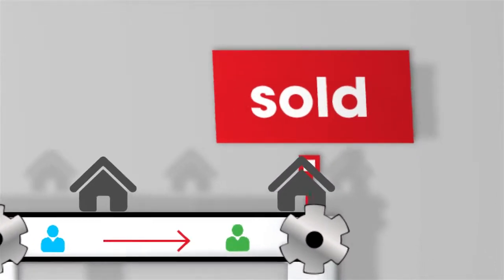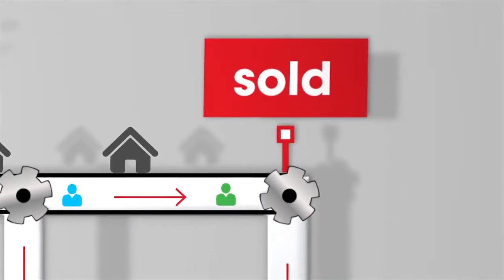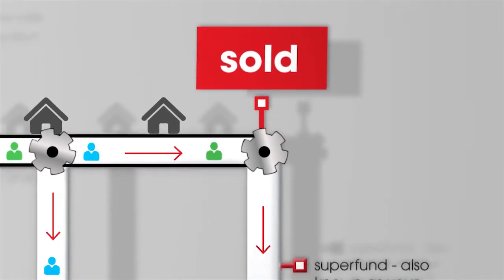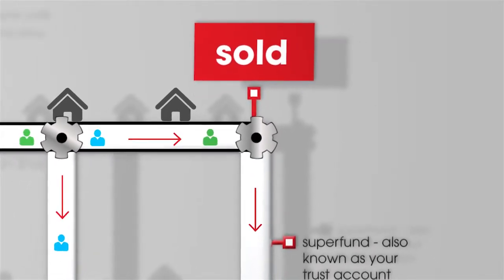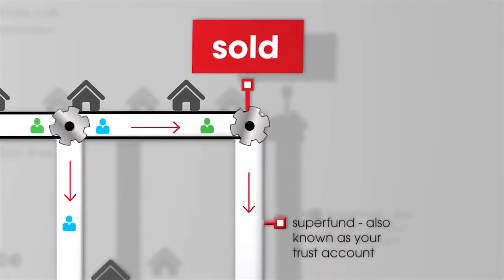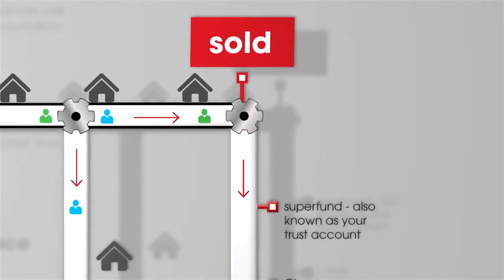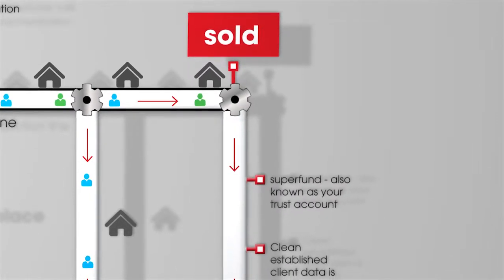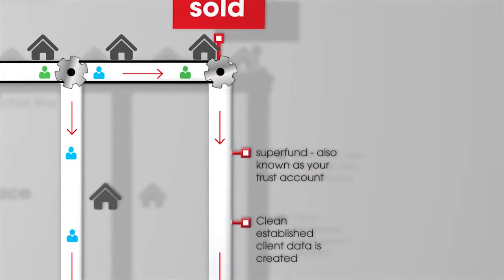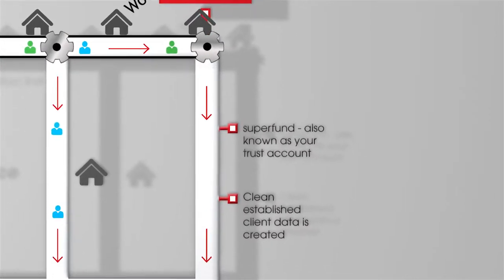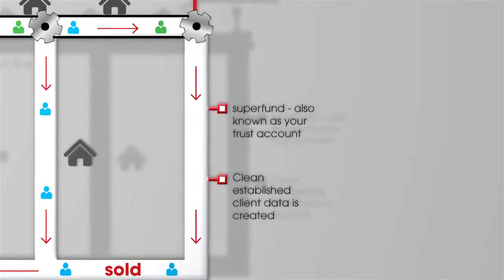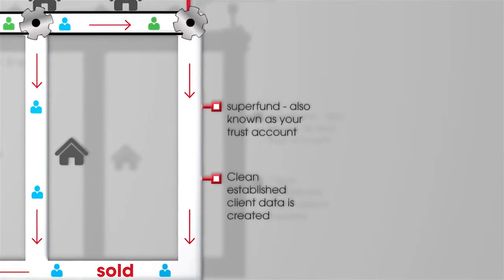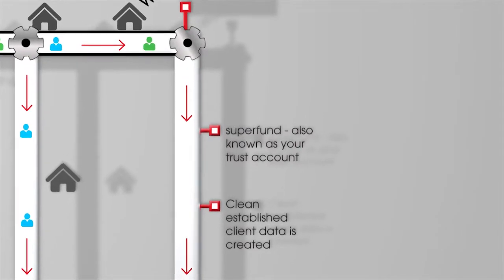Now, not every property sells, but with everything in line, the correct commitment from the owner and the agent, we will end up in our sold file. Below sold is what we call the super fund, which is technically known as the trust account. The trust account of a real estate business is where the clean, established client data lives. As the beauty of real estate is the repetition of the work we do.